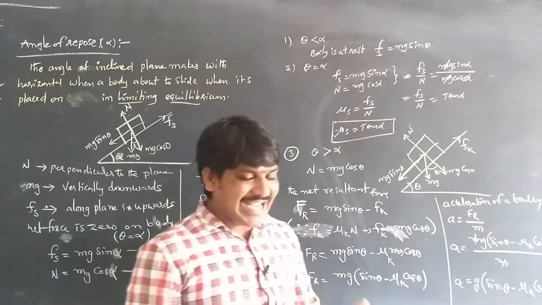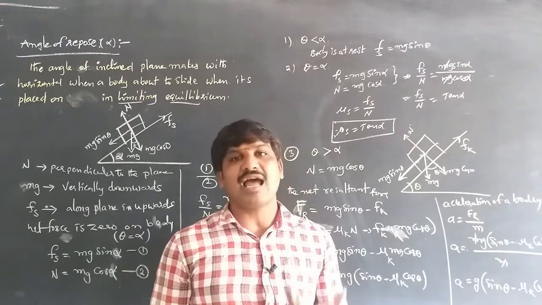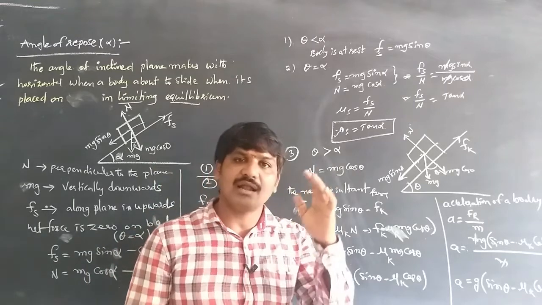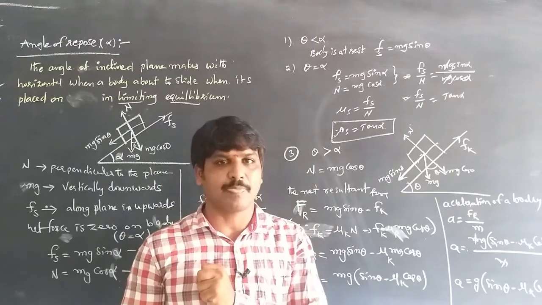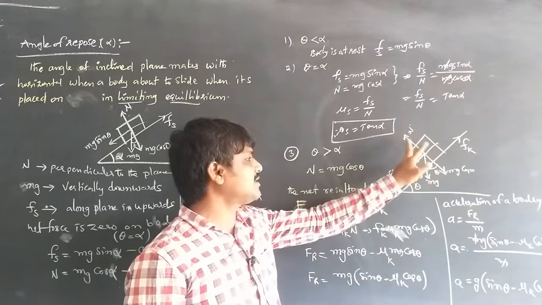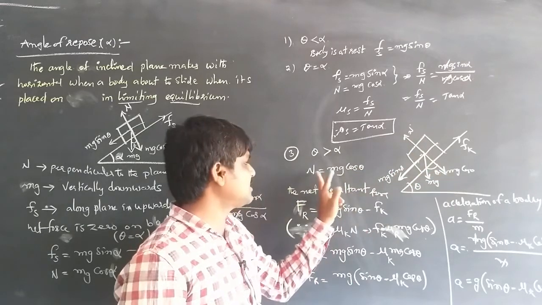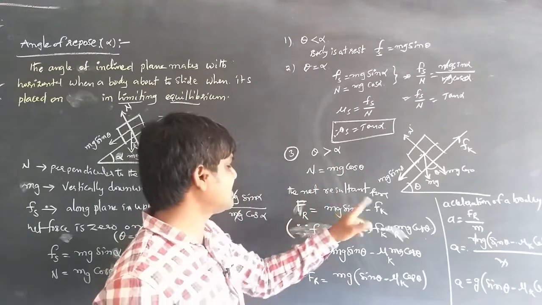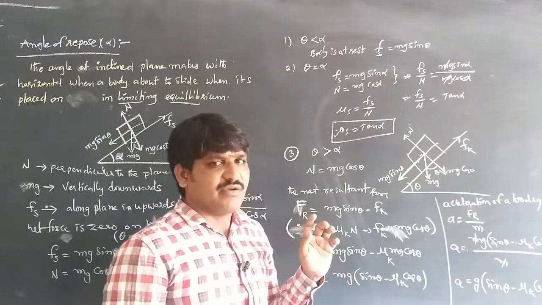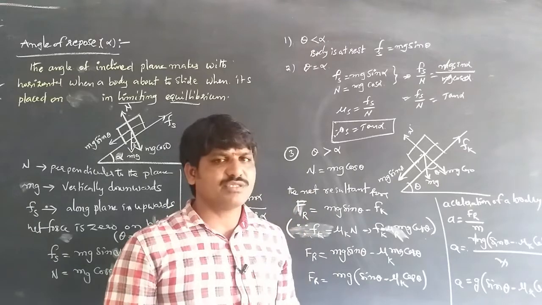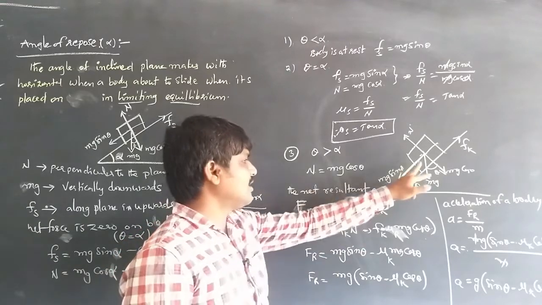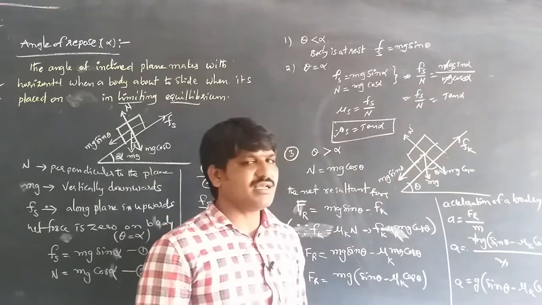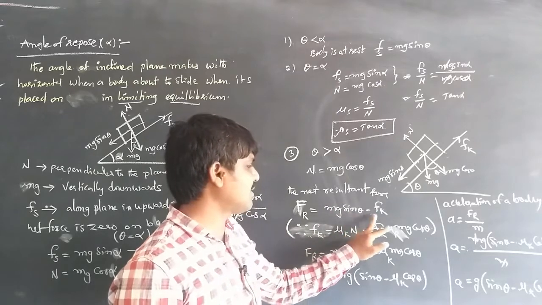If the angle of inclination is more than the angle of repose, that is theta is greater than alpha, then the body will be in motion. Whenever the body is in motion, the normal reaction is balanced by mg cos theta, so N is equal to mg cos theta. The net resultant force Fr is not 0. The body moves in this direction, so mg sin theta is more than Fk, so Fr is equal to mg sin theta minus Fk.